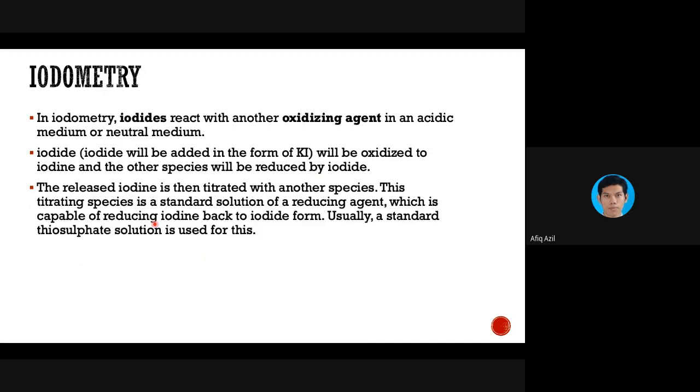This is where the iodine will be turned back into iodide. So from I minus to I and then back to I minus. This uses a standard thiosulfate solution. It involves several steps: the iodide is first turned into iodine before being turned back into iodide.